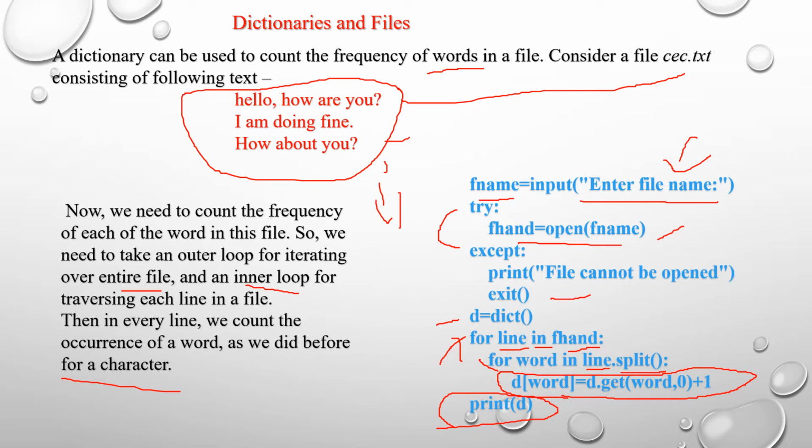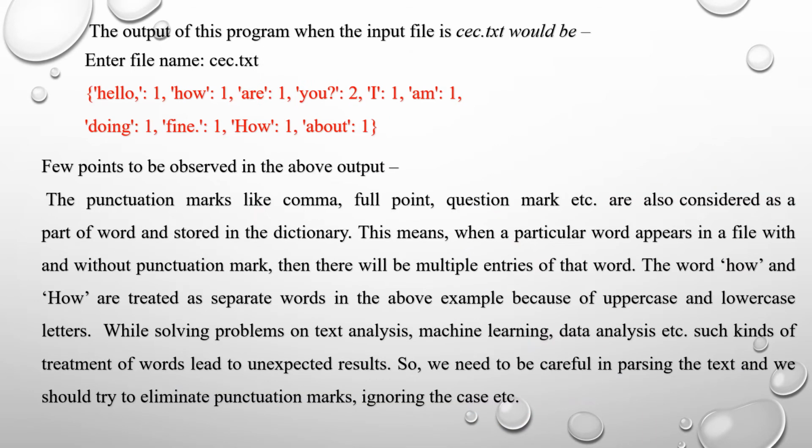So this code is going to count the number of occurrences of the words in a file. The output of the program when the input file is cc.txt, and the file content is: hello, how are you, I am fine, how about you. So this is my file content. If you enter cc.txt, the Python interpreter will give the number of occurrences.